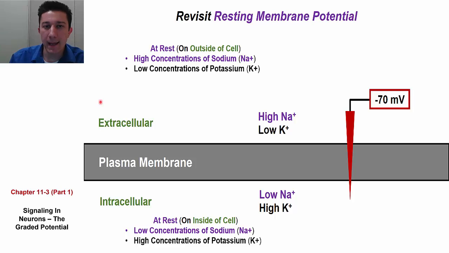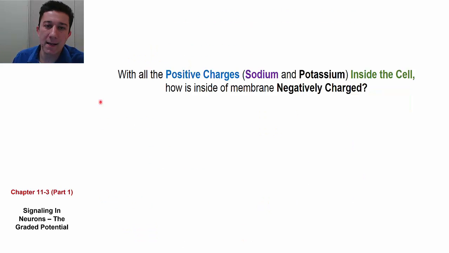So again, you might be asking yourself, okay, with all these positive charges hanging around both inside and outside of our cell, how do we end up with a membrane voltage on the inside of the cell that's negatively charged? And recall that this has to do with the ability of sodium and potassium to move in and out of the cell. And really the big determining factor in resting membrane voltage was how easy it was for potassium to leak out of the cell.